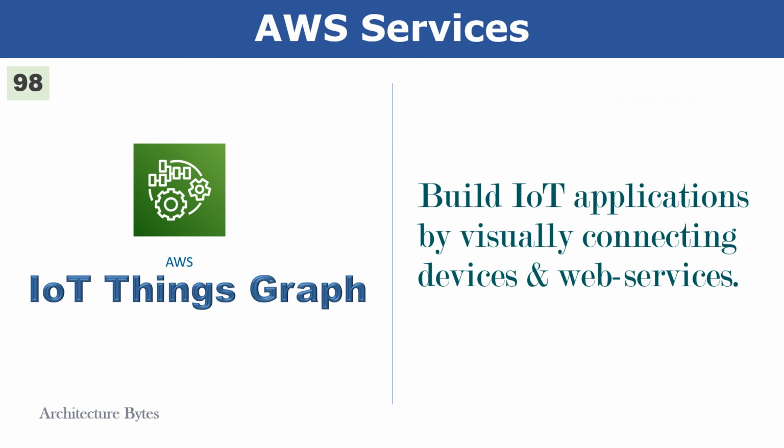IoT Things Graph is used to build IoT applications by visually connecting devices and web services. It provides a visual drag and drop interface for connecting and coordinating interactions between various devices and web services. Complex processes, workflows can be represented this way. It can coordinate these interactions using required protocol or unit translation.